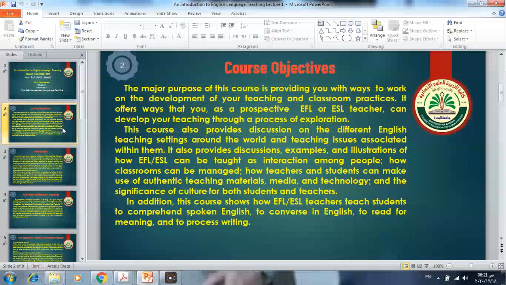In addition to this, the course shows how English foreign language and English second language teachers teach students to comprehend spoken English, to converse in English, to read for meaning, and to process writing. So this course will show you, as a prospective English language teacher, how to teach students to understand spoken English, as it is spoken by the native speakers of the language, and to use this language in conversation and speaking, and how to read for meaning, and also how to process writing, to analyze writing and to write as well. So this course will provide all these opportunities.